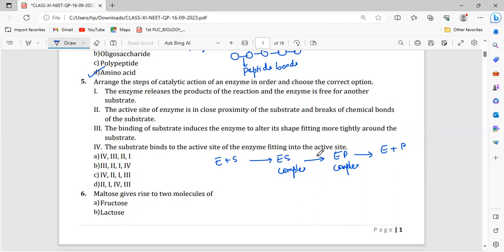Out of the given options, the first one is the fourth one: substrate binds to the active site of the enzyme. This is the first step. Then binding of substrate induces the enzyme to alter its shape, fitting more tightly around the substrate. This is the second step. The active site of the enzyme is in close proximity of the substrate and breaks chemical bonds of the substrate. This is the third one. Then the enzyme releases the product of the reaction and the enzyme is free for another substrate. This is the last step. So the answer is option A, 4, 3, 2, 1.